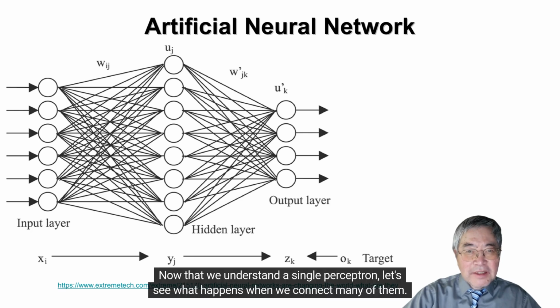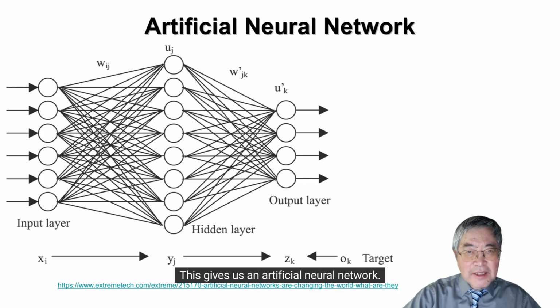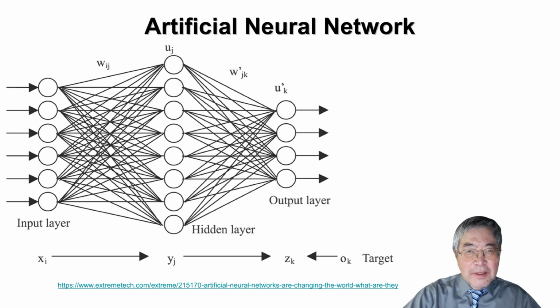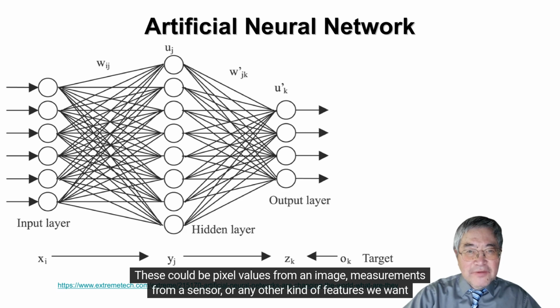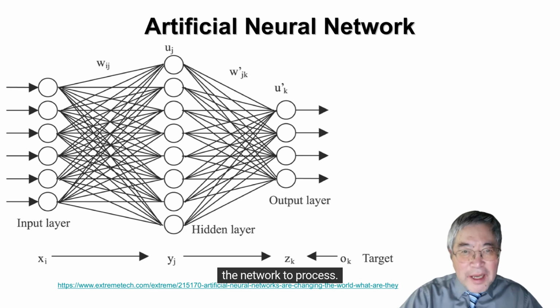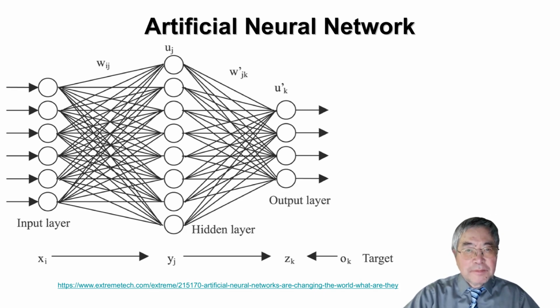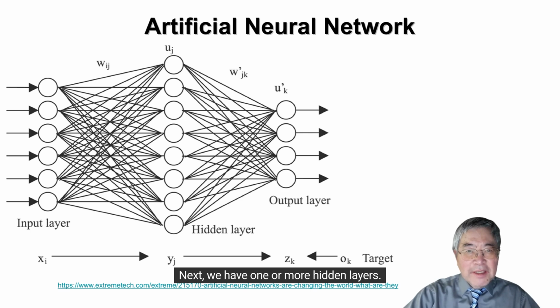Now that we understand a single perceptron, let's see what happens when we connect many of them. This gives us an artificial neural network. At the far left, we have the input layer. Each circle here receives one piece of information from our data. These could be pixel values from an image, measurements from a sensor, or any other kind of features we want the network to process. Next, we have one or more hidden layers.